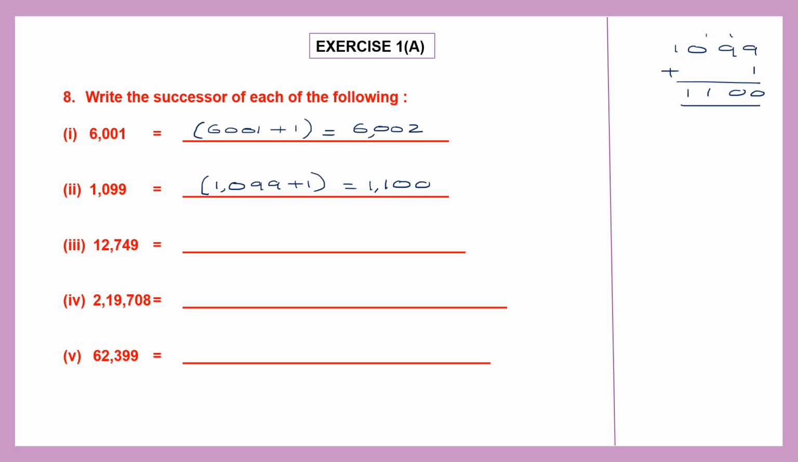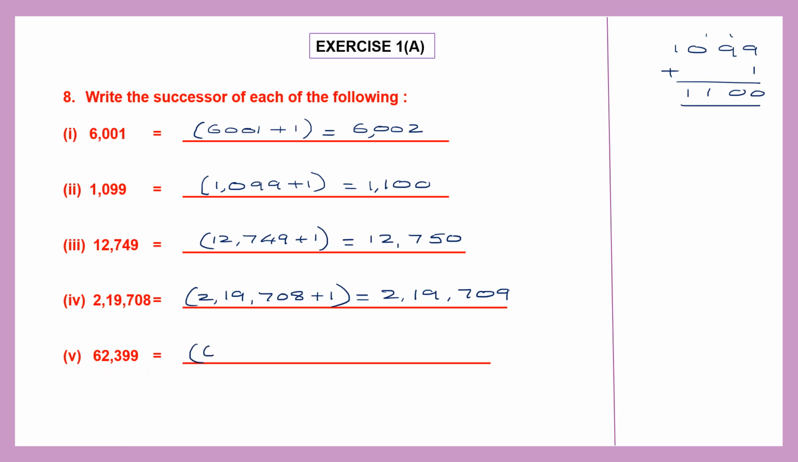1100. The next number is 12,749. So that will be 12,749 plus 1. So 749 plus 1 is 750. 12,750. Now if you have a doubt, you can add it up this way. Okay. Next one is 2,19,708. So that is 2,19,708 plus 1. So we just have to look at the ones period. 708 plus 1 makes it 709. So this is equal to 2,19,709.